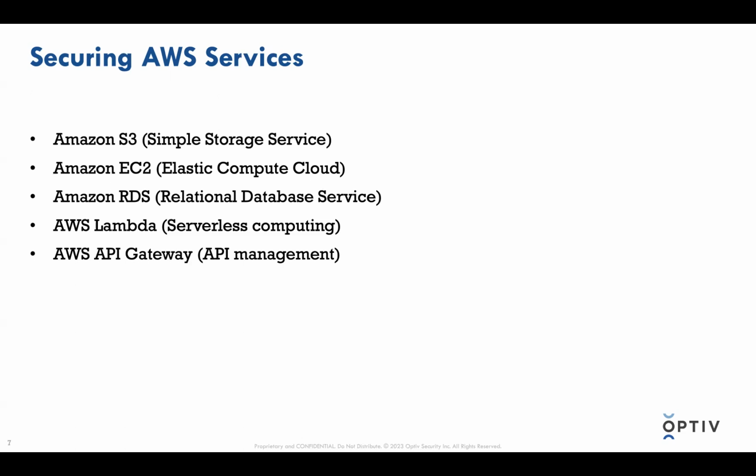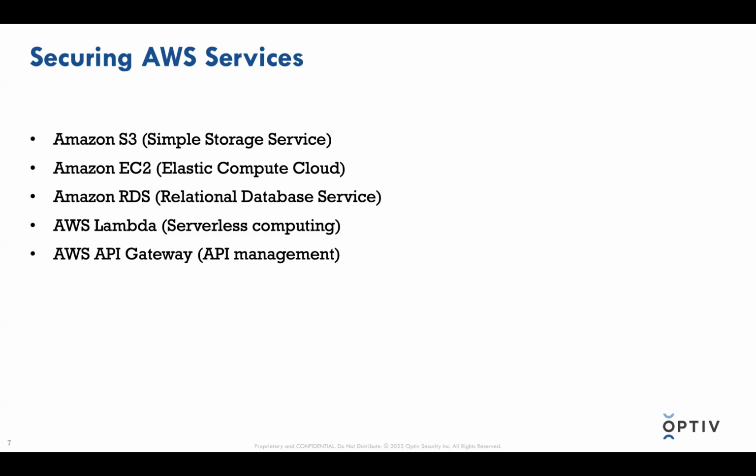AWS Lambda, our next service, provides serverless computing capabilities. With Lambda, you can run your code in response to events without provisioning or managing servers. Securing Lambda functions involves employing least privilege principles through IAM roles and policies, enabling encryption for data at rest, and ensuring your function code adheres to secure coding practices to mitigate any potential vulnerabilities.